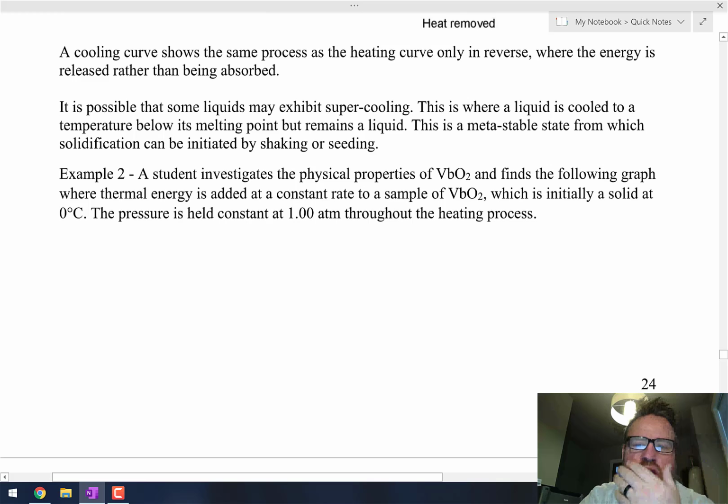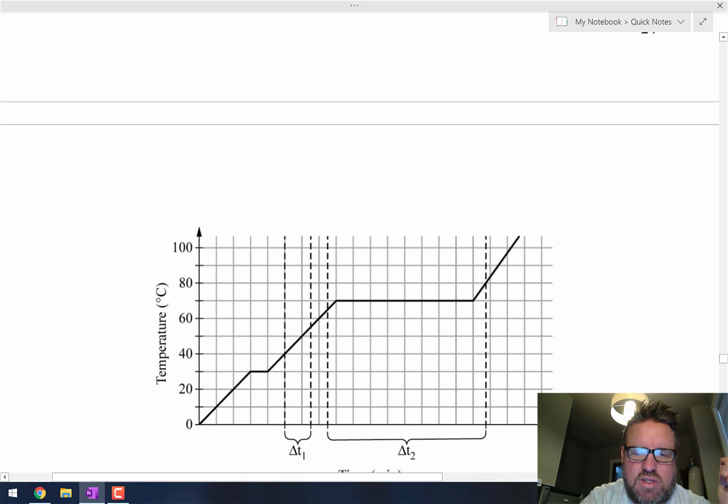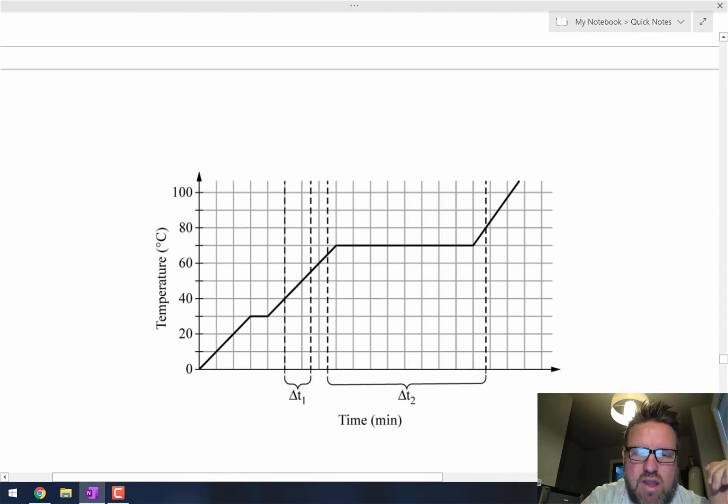So let's look at an example of this. A student investigates the physical properties of VbO2 and finds the following graph where thermal energy is added at a constant rate to a sample of VbO2, which is initially a solid at 0 degrees Celsius. The pressure is held constant throughout the heating process. Okay, so here we can see.